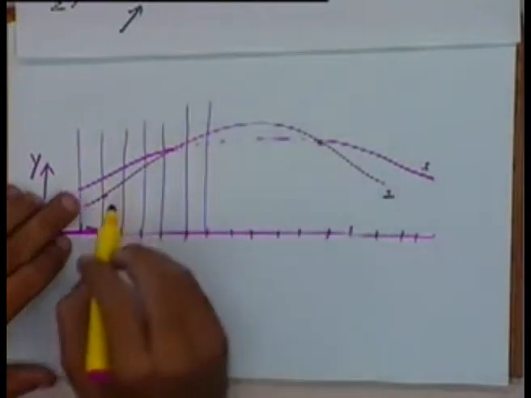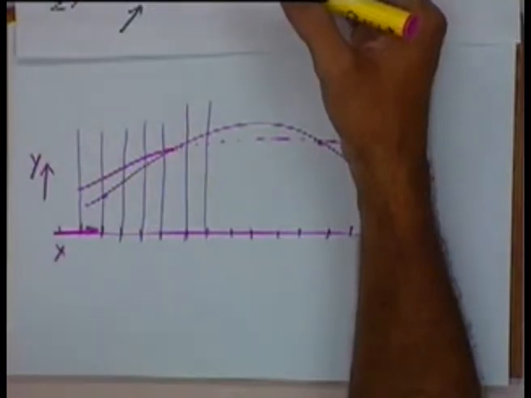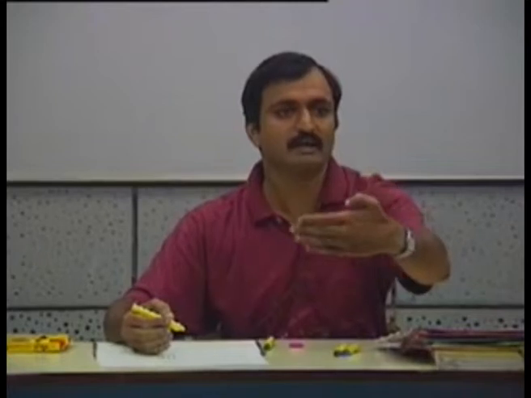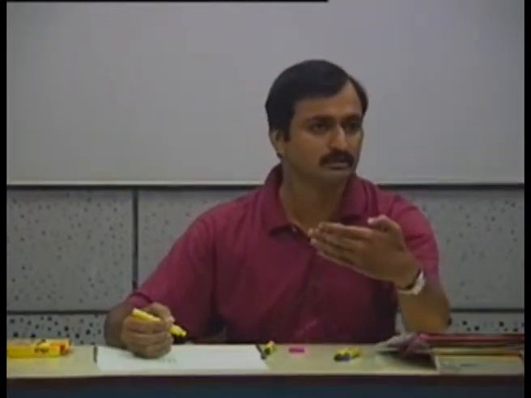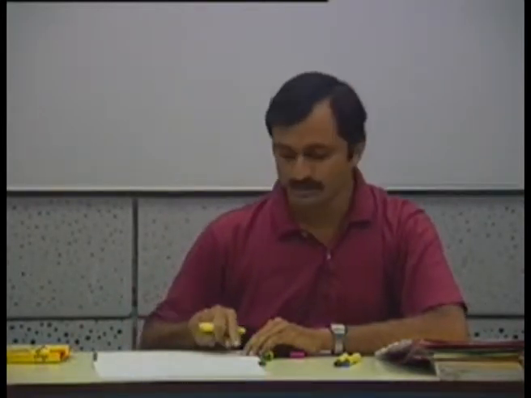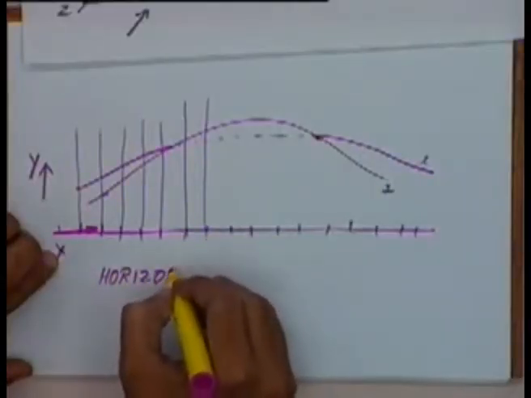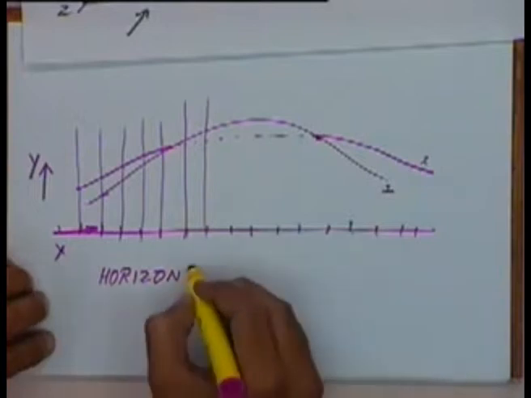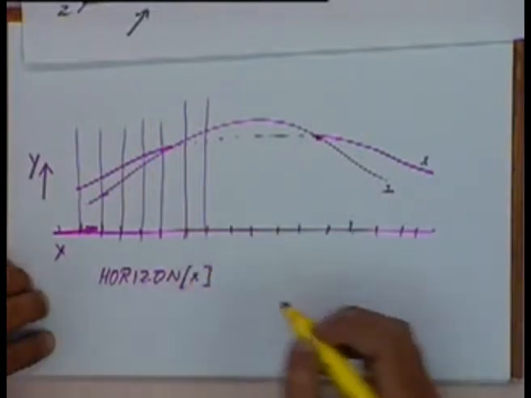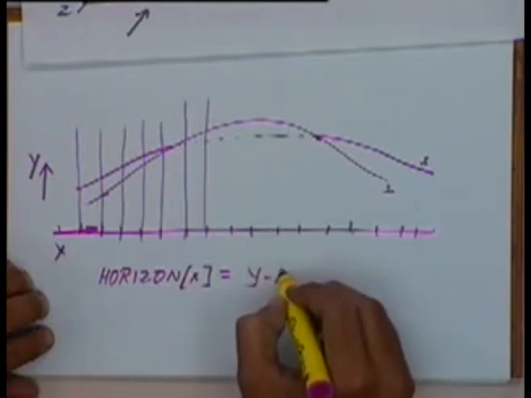Think of it as if you are looking at a set of hills. You have a hill in front, and if you have another hill behind it, you can see that only if its height is higher than the height of the first hill. That is exactly what we are doing here. So we will maintain an array called horizon of x, and this will store the current y max value.